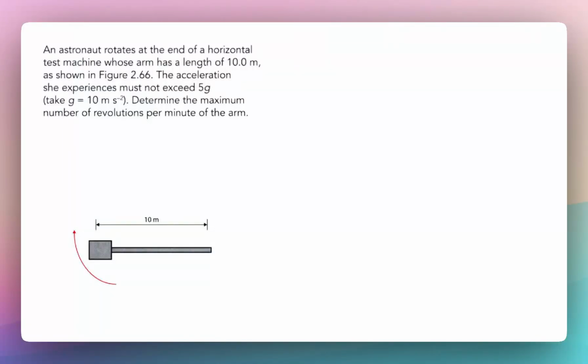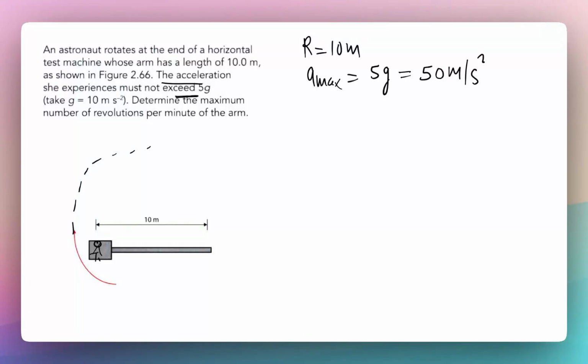So the question says, an astronaut rotates at the end of a horizontal test machine whose arm length is 10 meters. So the astronaut is basically sitting over here, and she is going to rotate in the test machine whose R, or the radius, is given to be 10 meters. The acceleration she experiences must not exceed 5g, right? So my A max is given to be equal to 5g, and you can take g as 10. So that's going to be 50 meter per second square.